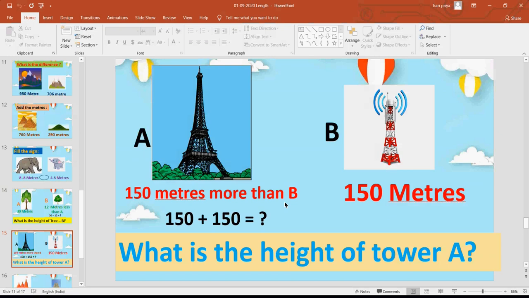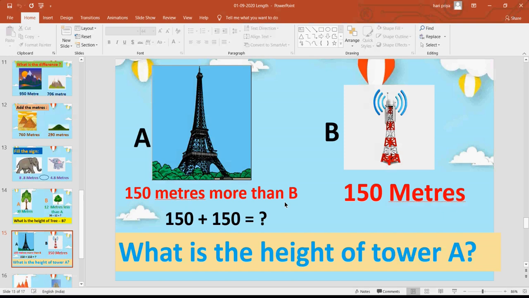Okay. So if you see that there are two towers there. One is the Eiffel Tower and the next one is the telephone tower. So we are going to find what is the height of the Eiffel Tower. The first clue they are giving is 150 meter more than B. What is the clue word hiding here? It's more than. More than means you are going to add it.